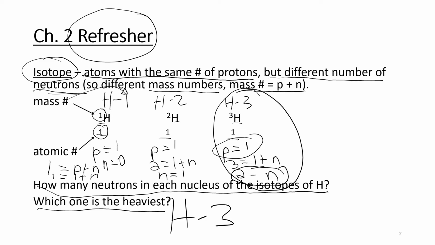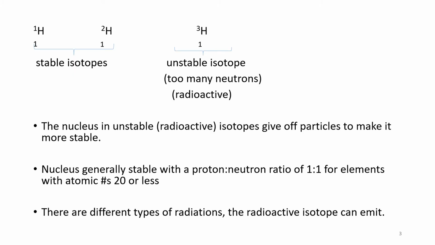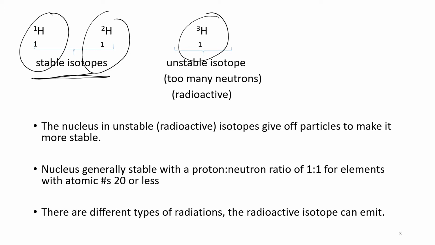And H3 is also known as tritium. And tritium is what they call water at nuclear power plants because this hydrogen is incorporated into the water molecule, and they sometimes call that heavy water. So of the three isotopes of hydrogen, H1 and H2 are stable isotopes. H3, tritium, is not stable.